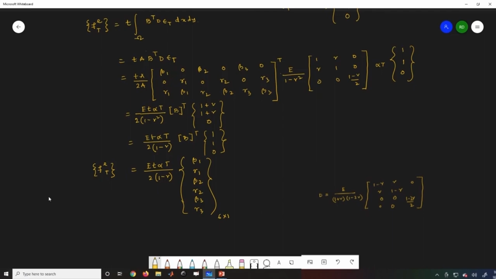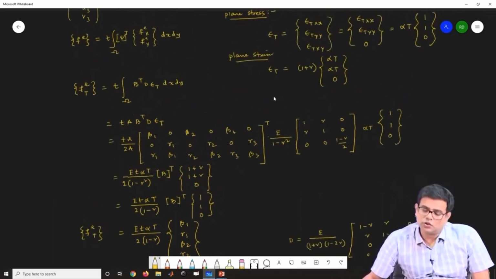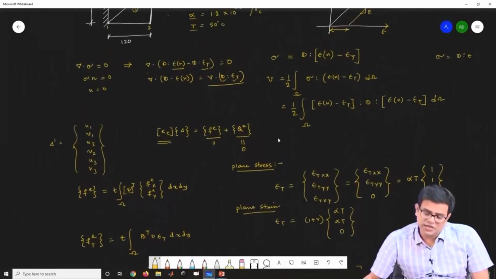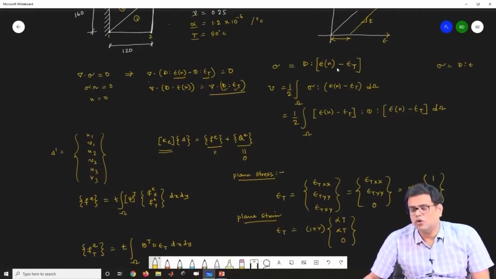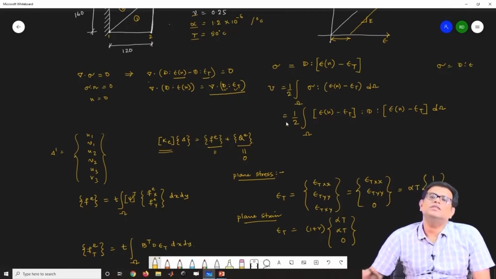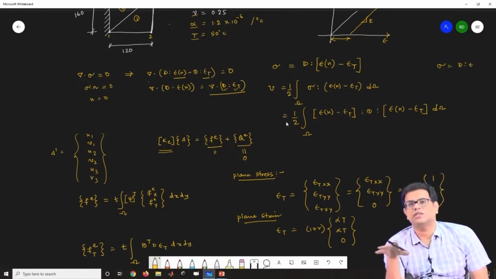Once you solve the problem, you will get the displacement due to this temperature rise. Once you know this displacement, you can compute the thermal stress, or the stresses, through the stress strain relation. From here you know epsilon u, which will be constant for this element, and epsilon t you also know, because you know alpha, you know T, and you know D, so you compute the sigma from here. So this is the overall thermoelastic problem.